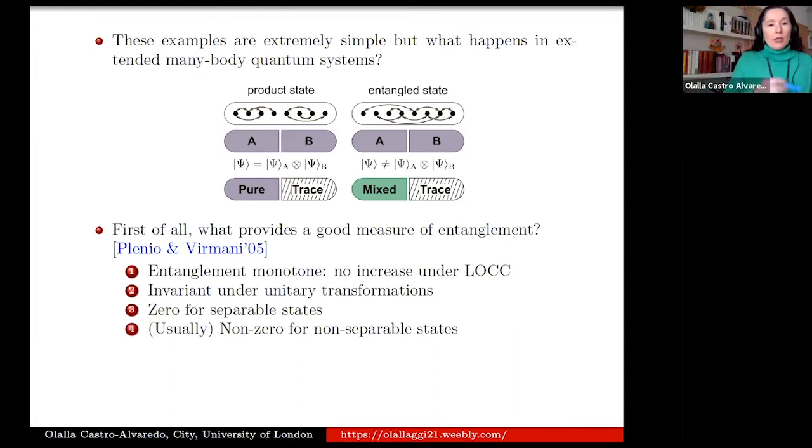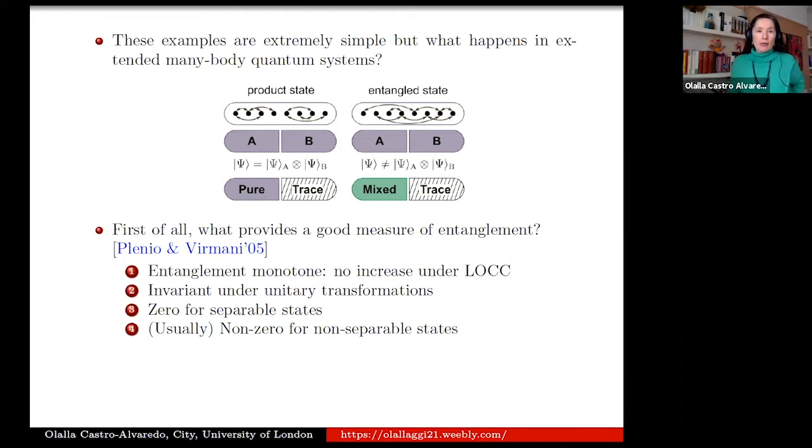Now, I wrote usually in there because a few years ago, I was quite embarrassed. I was giving a talk similar to this, and I didn't have the usually there. I just said non-zero for non-separable states. And then I went on to talk about several measures, including one that is called the logarithmic negativity. And somebody in the audience told me, well, actually, the logarithmic negativity can be zero for non-separable states. And I actually didn't know this, so I now have written usually.